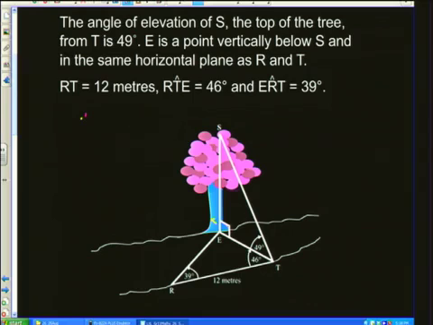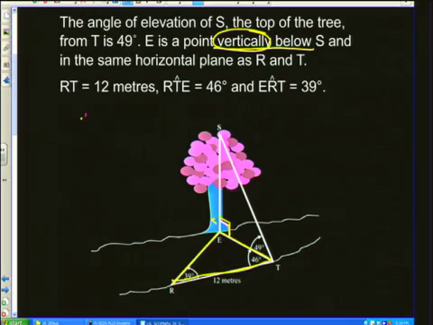E is a point that's vertically below. Why do they say this? Do you think that this is just here just for fun? Vertically below. Anything in mathematics that's in a vertical relationship means that you are at right angles to the horizontal. So there's my little right angle to indicate that I've got a perpendicular. And in the same horizontal plane as R, T, E. So these are forming a horizontal plane, these 3 points.